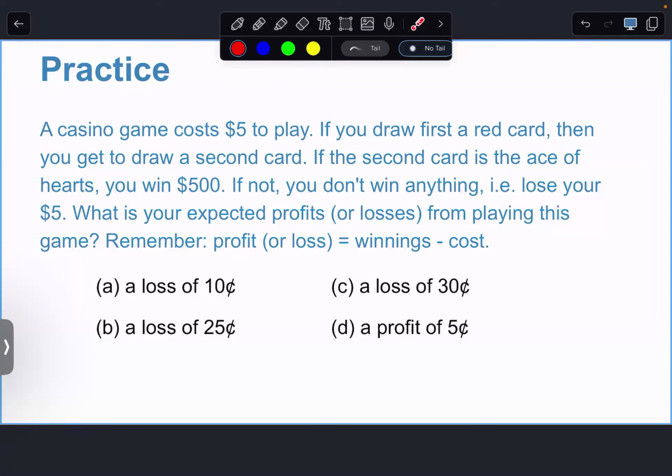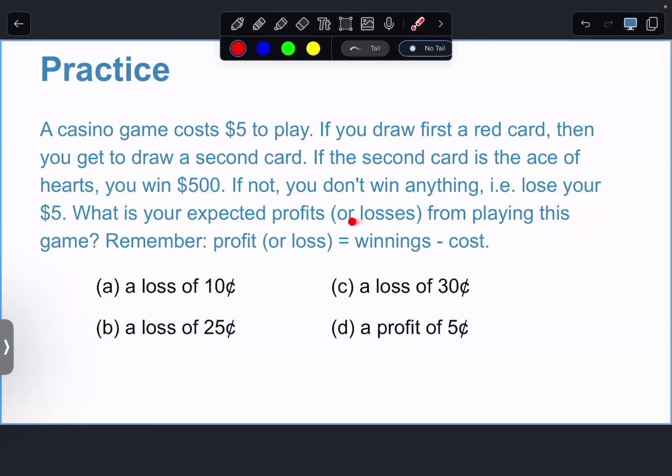If you draw, okay, good. First a red card, then you get to draw a second card. So you have to draw a red card in order to get to draw a second card. If the second card is the ace of hearts, whew, you win $500. Wow, just wow. And it only costs you $5 to play. I mean, come on. If not, you don't win anything, which means you lose your $5. Uh-oh.